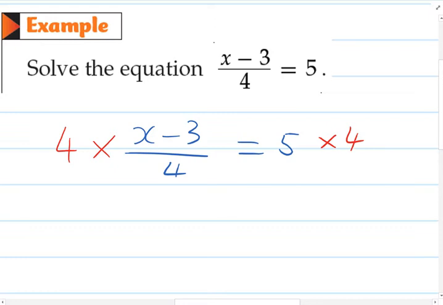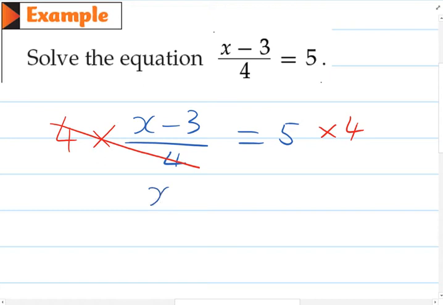So when you times both sides by 4, the 4 still cancels out the same way, and you're left with x minus 3 on the top. And on the other side we have 20. So sometimes students think, oh, I have to times 3 by 4. You don't, because 3 is actually being divided by 4 at the same time. Okay, so that's all you're left with.